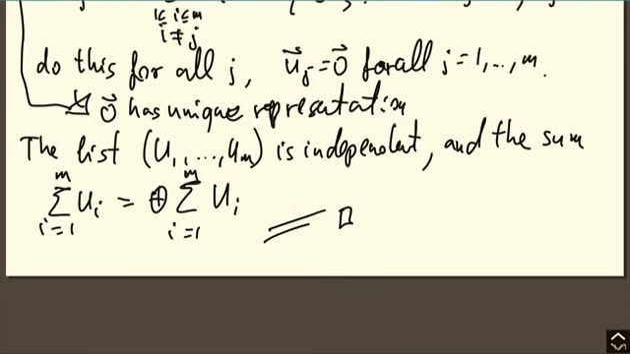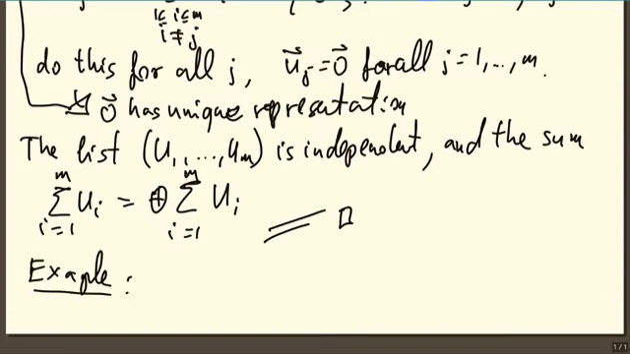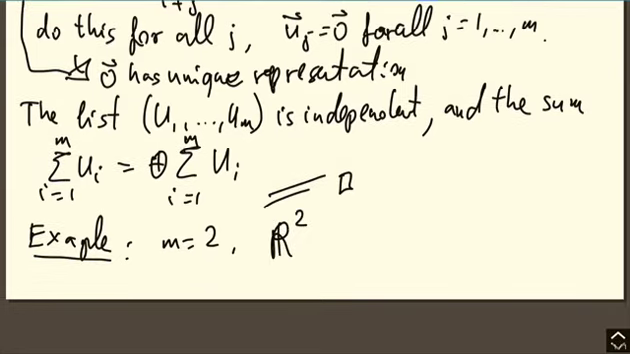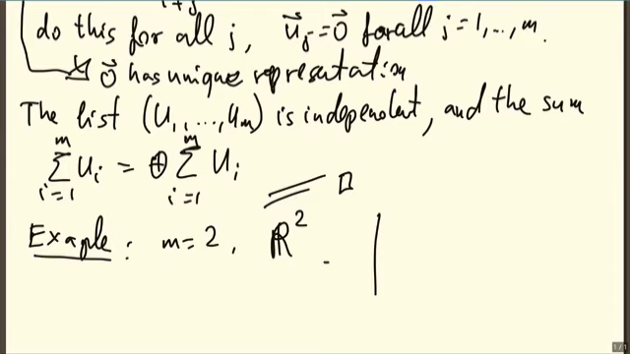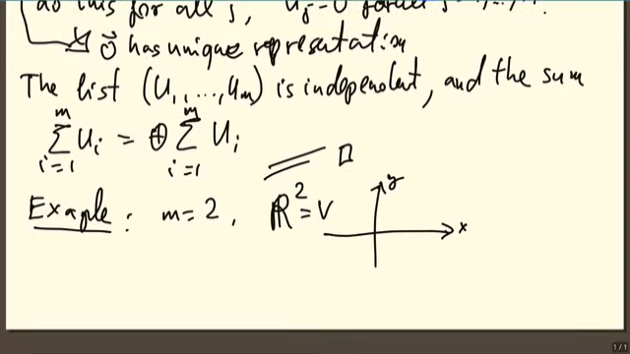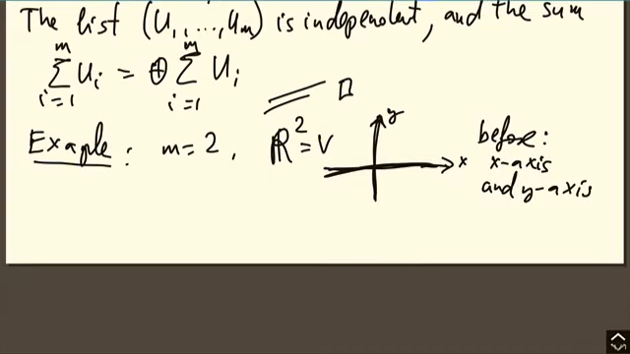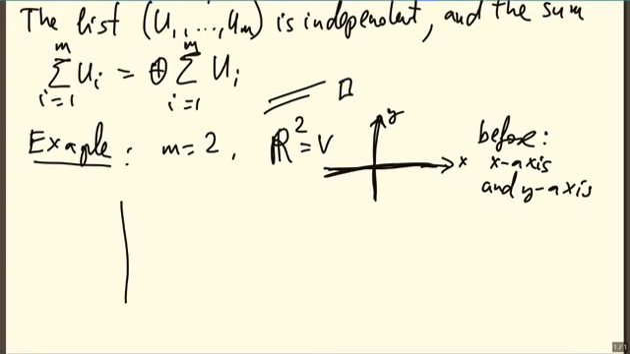Let's see an example of how we can use this. Again, we only consider m equals 2, so we have R2, which we saw before, as a direct sum of two subspaces. The difference now is that, instead of the x-axis and y-axis line representation, which we considered before as the direct sum of the x-axis and y-axis, we now do a little twist on this. This is a new case.